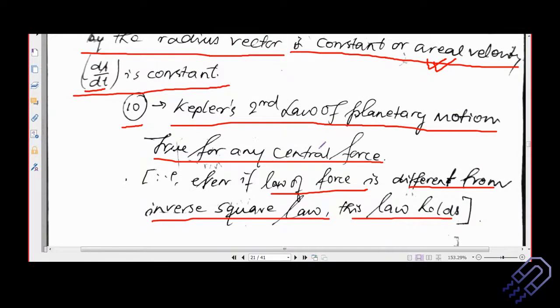And it's important that this is true for any central force because we did not use the relation F is equal to minus k by r square or V is equal to minus k by r. If they are not used, it means that it is independent of what form the force has. Is it an inverse square law? Is it directly dependent on something else? It does not depend on that. So this is true for any central force problem.